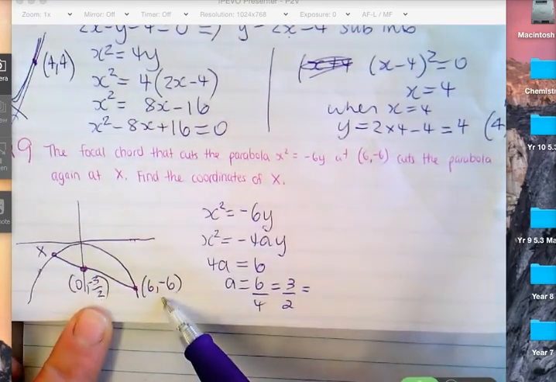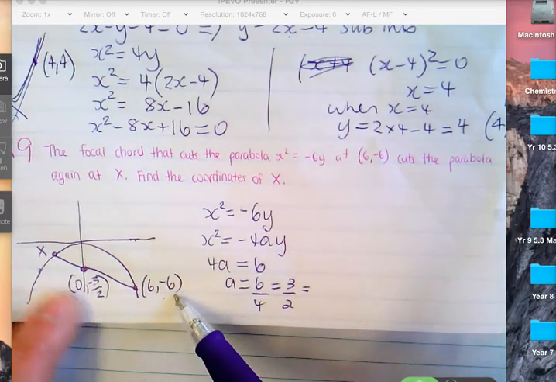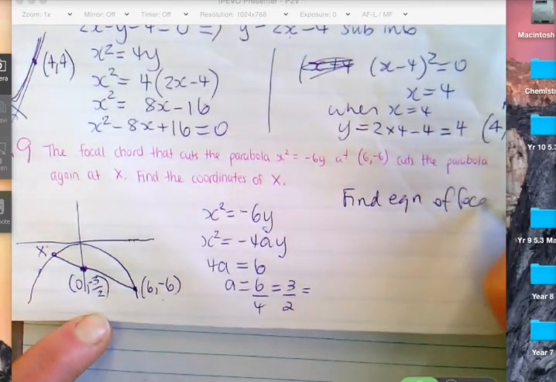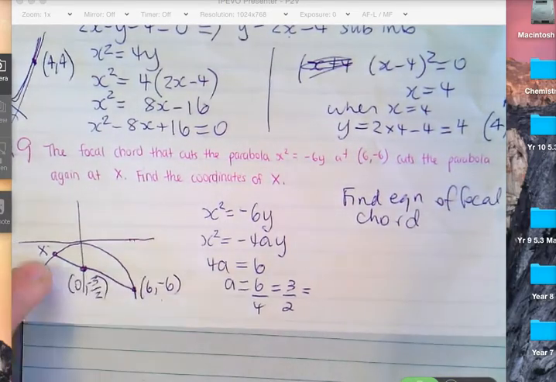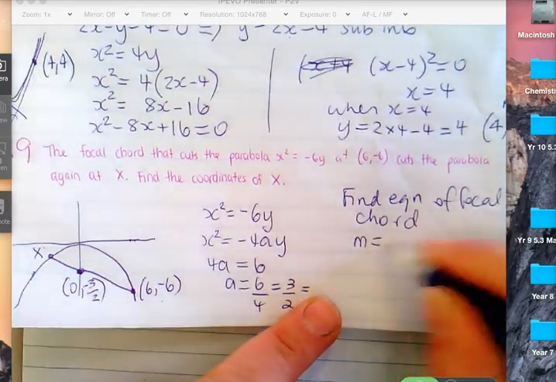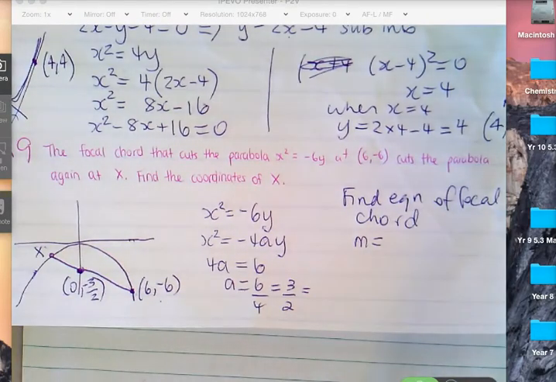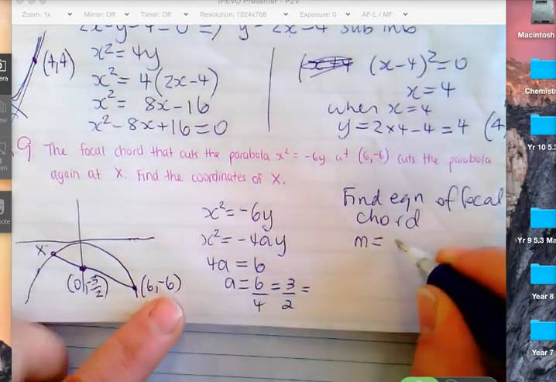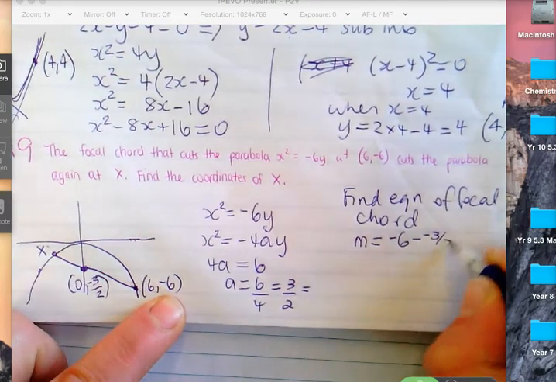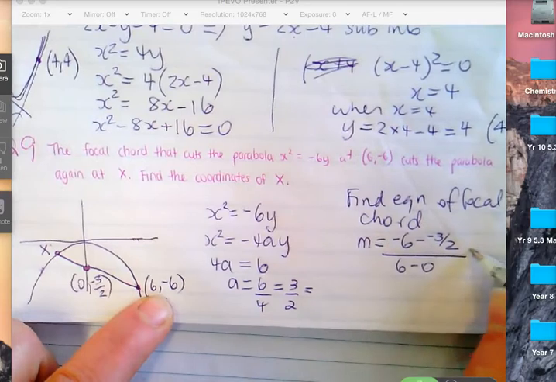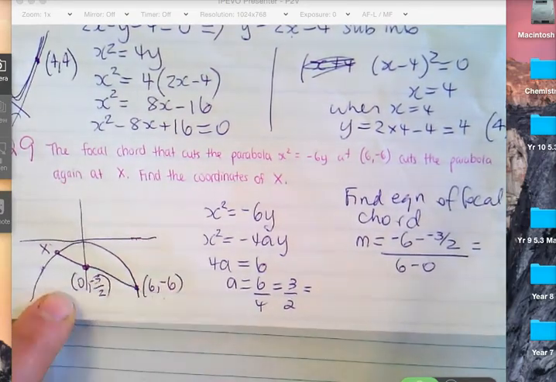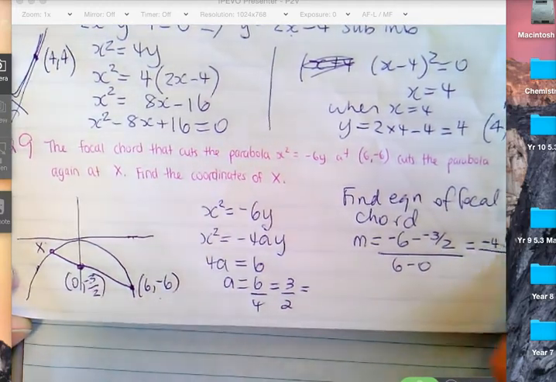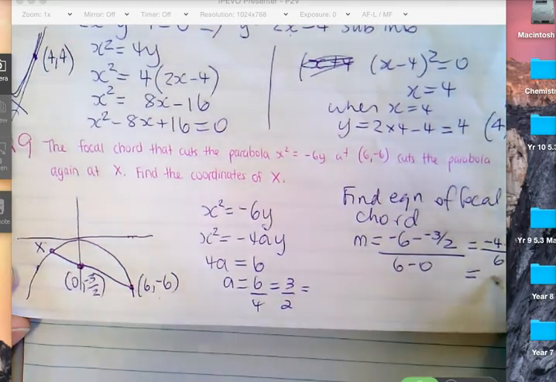So now you can find the equation of the line between (6, negative 6) and (0, negative 3 on 2). So the next step is to find the equation of the focal chord, and you can do that because you've got 2 points. How do you do that? Find the gradient. If you want the equation of the line, point gradient formula, that's it. So we've got a point. We need the gradient. y2 minus y1, so I'll go negative 6 minus negative 3 on 2 over 6 minus 0. So y2 minus y1 over x2 minus x1, and we get negative 6 plus 1.5 would be negative 4.5 over 6, 9 on 12, negative 3/4.